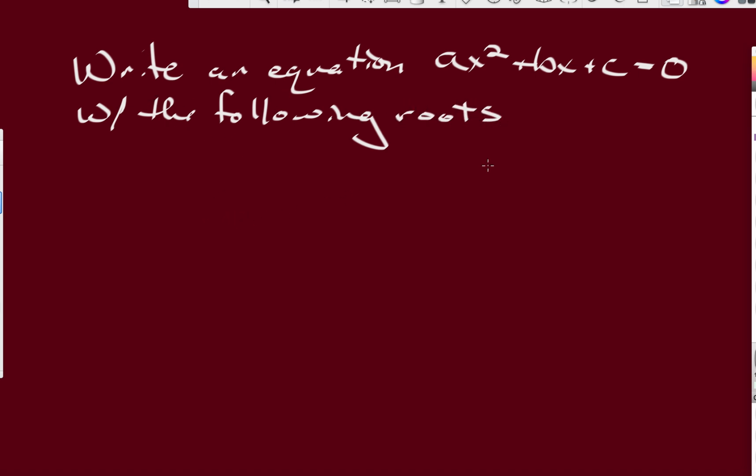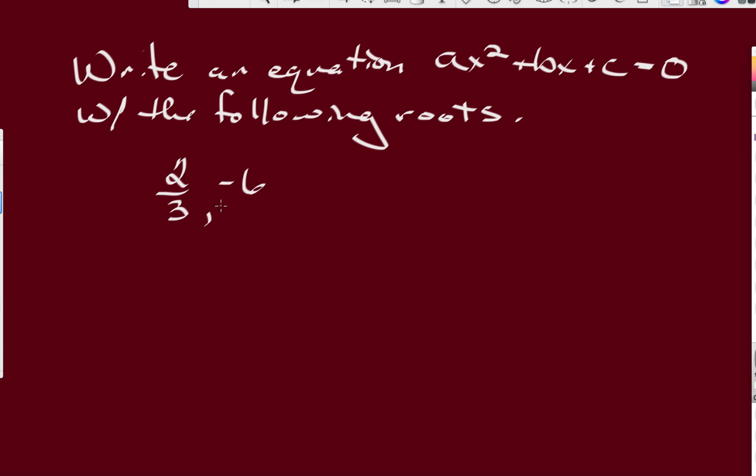All right, sorry about my crazy writing. I just want to get this done. So it says we have a root of, let's go ahead and say 2/3, and a root that is -6, right?